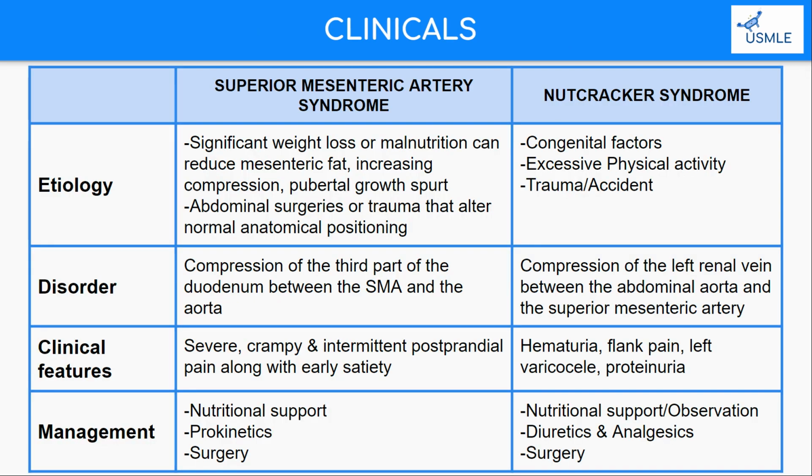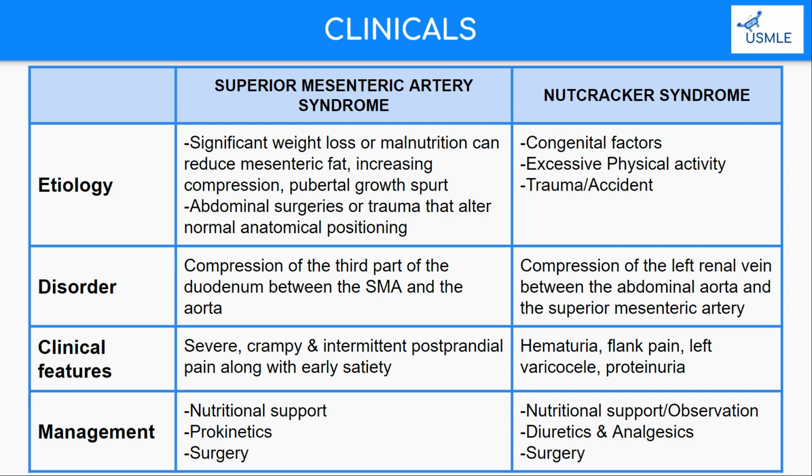Two important clinicals that you need to keep in mind include the superior mesenteric artery syndrome and the Nutcracker syndrome. The superior mesenteric artery syndrome is caused by significant weight loss or malnutrition and usually occurs in adults who are thin and lean. It can also occur in the younger population who are undergoing a pubertal growth spurt. This is caused by the compression of the third part of the duodenum between the superior mesenteric artery and the aorta. It presents as severe crampy and intermittent postprandial pain along with early satiety. Management includes nutritional support with prokinetics and surgery in dire circumstances.